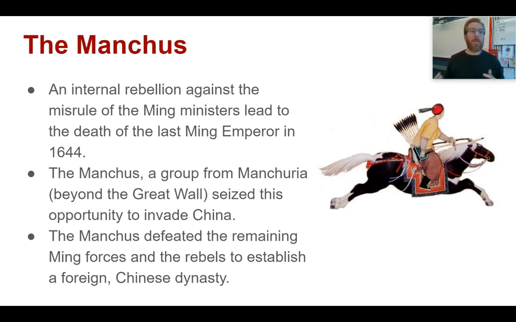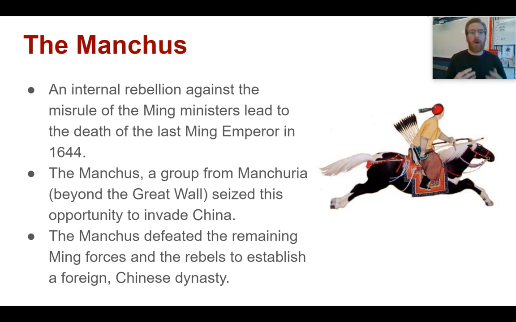And these rebellions led to the death of the last Ming emperor in 1644. So he wasn't actually killed by the group that comes in to take charge, and that is the Manchus. He was instead killed in one of these other rebellions. But the Manchus see an opportunity here. Now, who are the Manchus?